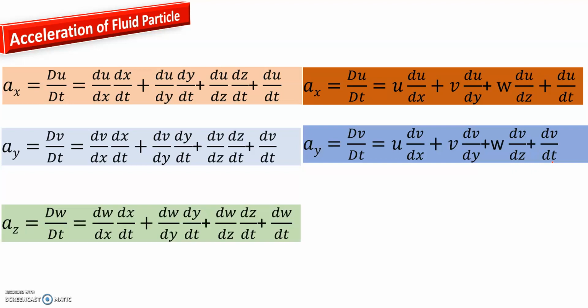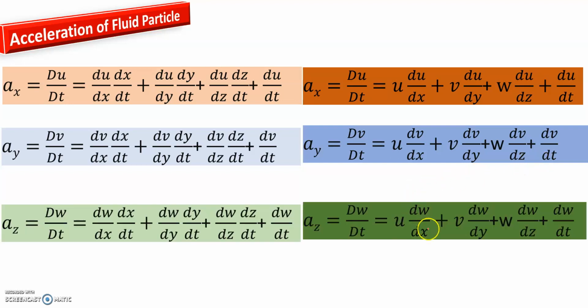And similarly, az I can write as u into dw by dx plus v into dw by dy plus w into dw by dz plus dw by dt. So finally, I have obtained here ax, ay, az as a function of space and time. Remember, it is a function of space and time. So always remember this equation of ax, ay and az.